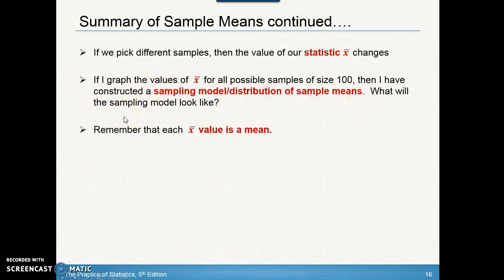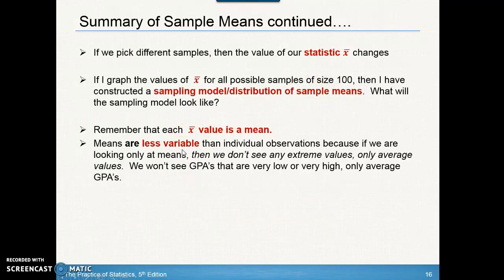Number one, remember that each X bar is a mean. All right, so we're going to find all possible samples of size 100. We're going to find the means for all of them. Each of them is a mean. Means are less variable than individual observations because we're only looking at means. We're not looking at extreme values. So when we find the mean of those 100 students, we're not going to see the lowest or the highest. We're just seeing the average of those 100 students. We're not going to see GPAs that are very low or very high, only average GPAs. And that's what contributes to our graph being approximately normally distributed.